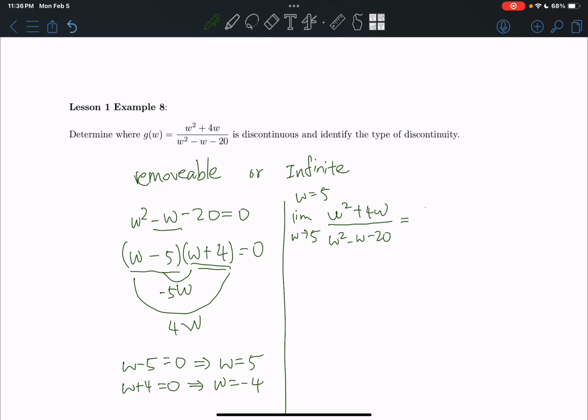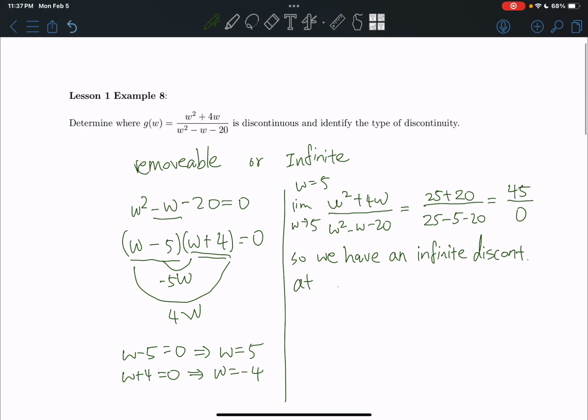Plug in the 5. We get 5 squared, which is 25, plus 5 times 4, which is 20. On the bottom, we have 25 minus 5 minus 20. Of course, that's going to give us 0, because that's how I found the 5 to begin with. So the answer here is 45 over 0. In this case, we have a non-zero number over 0, so we have an infinite discontinuity at w equals 5.